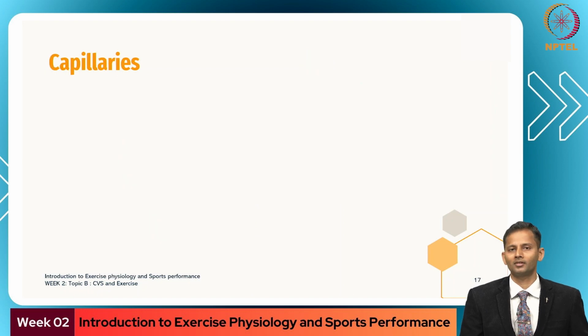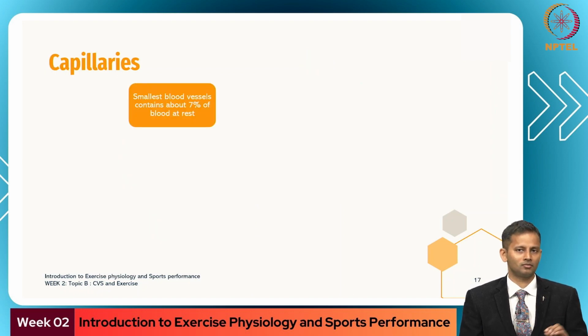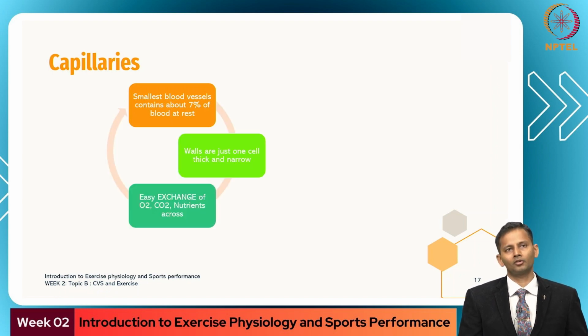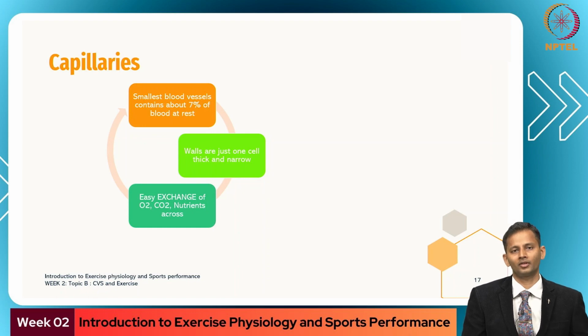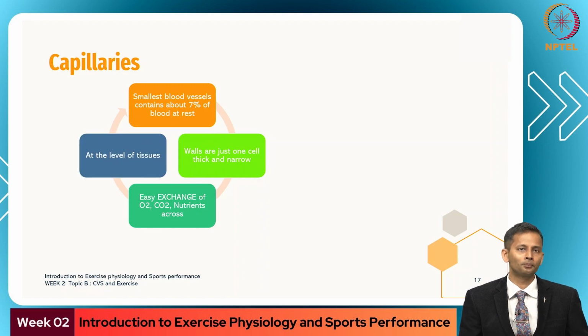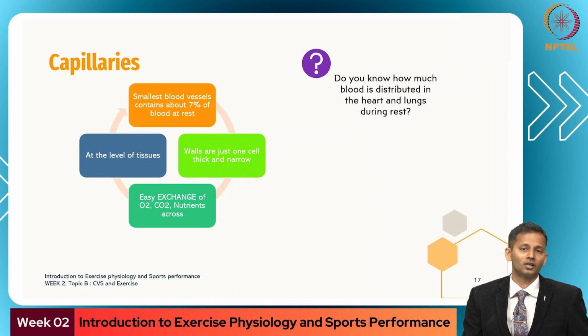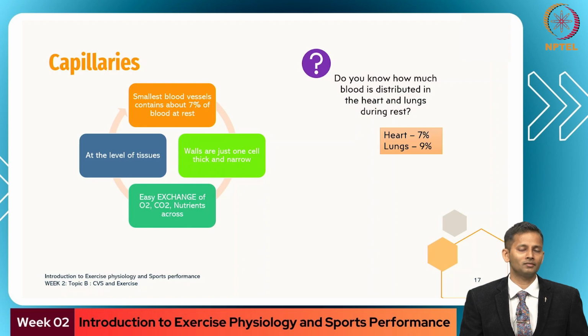Let's focus on the capillaries. Capillaries are the smallest blood vessels which are layered by a single cell. It's mainly because of the easy exchange, as it is permeable, through the cell at the tissue level. So it helps in the exchange of various nutrients and gases across the cell wall, and it is at the level of the tissues. And there is the remaining amount of blood which is located in the heart and lungs as well. So you have 7% of the blood in the heart and 9% of the blood in the lungs.